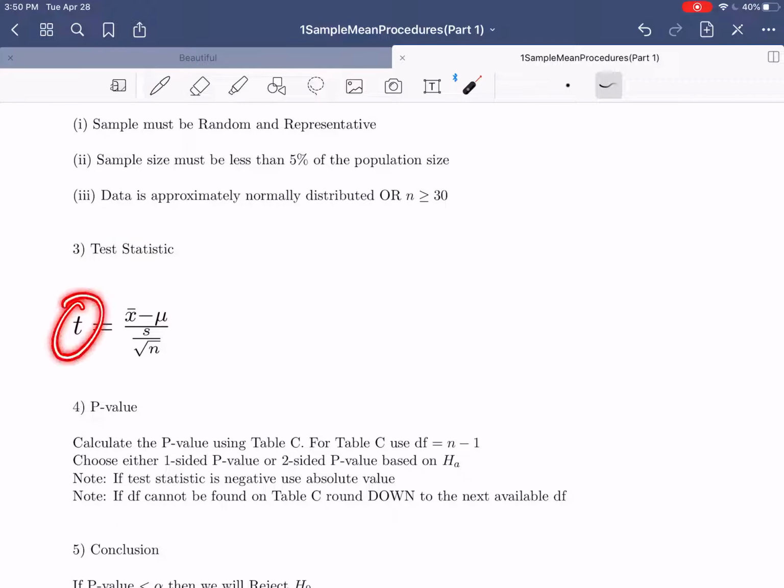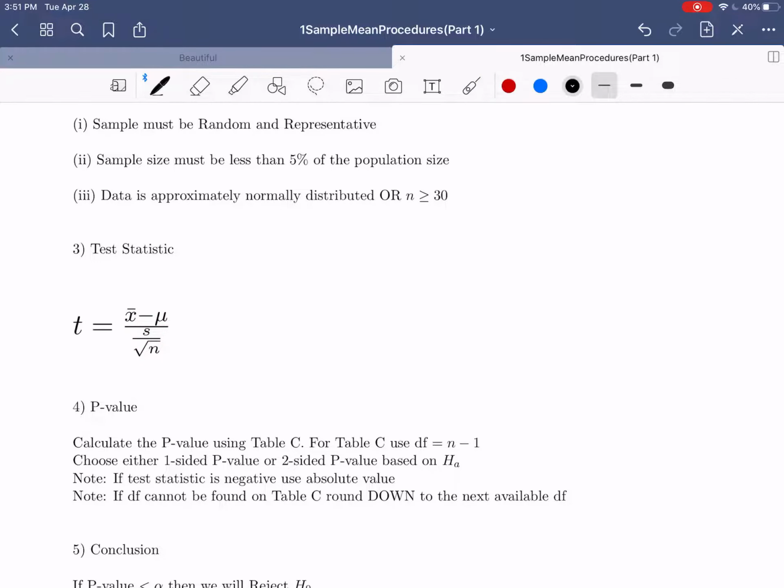Our test statistic is going to be from the t-distribution, the distribution that we discussed in the previous video, and it's necessary again because of the estimation of the standard deviation using the sample standard deviation. So how do you calculate this t-test statistic? Well, you're going to be doing x bar minus mu over s divided by root n.